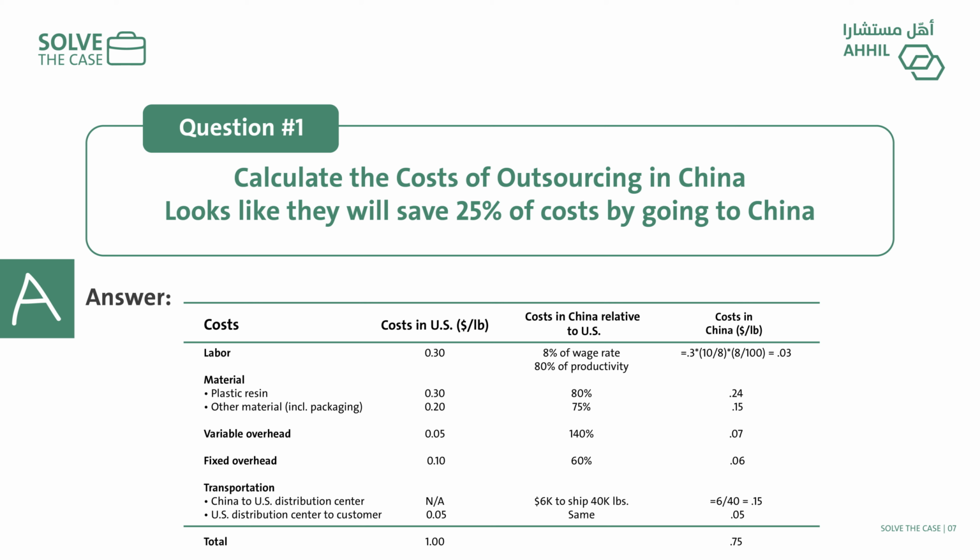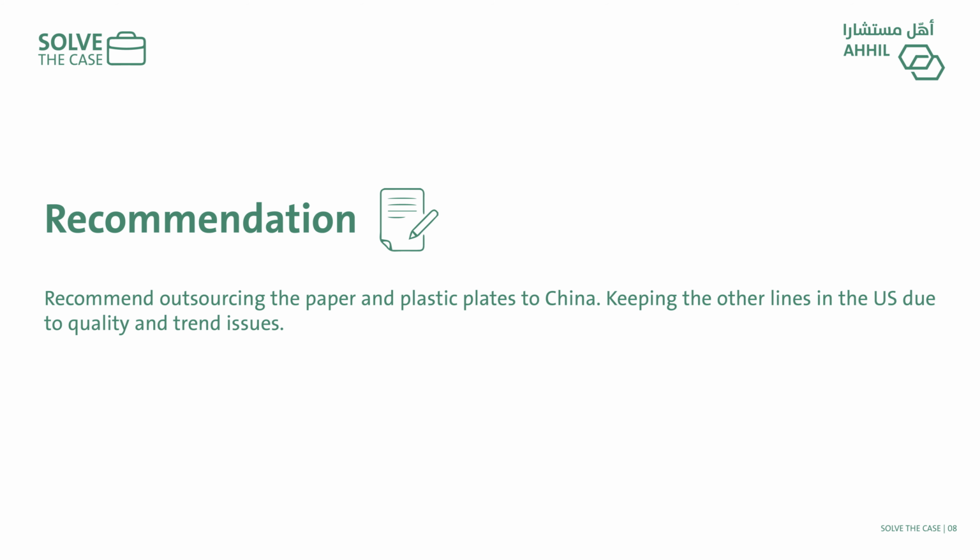So what would be the recommendation here in basic words? We would say that after analyzing all of the inputs that we have, we recommend that we outsource to China. However, we don't want to outsource all of the products. We want to outsource paper and plastic plates, keeping the other lines in the US due to quality and trend issues.